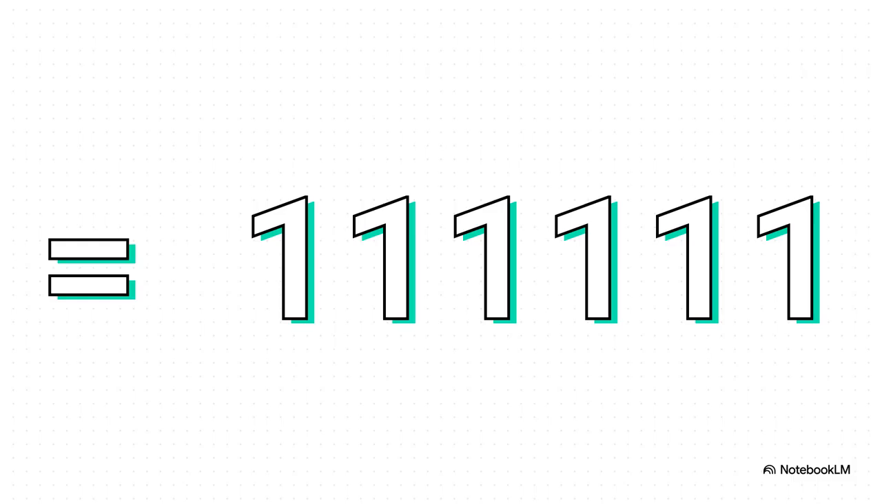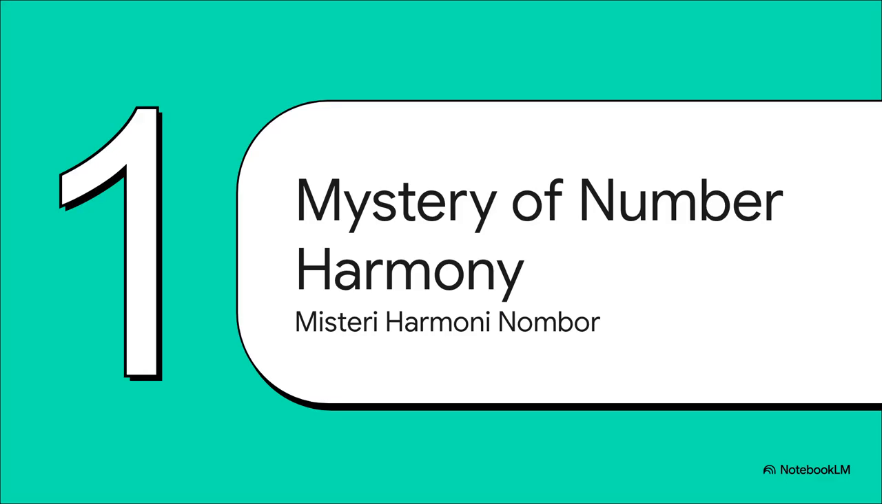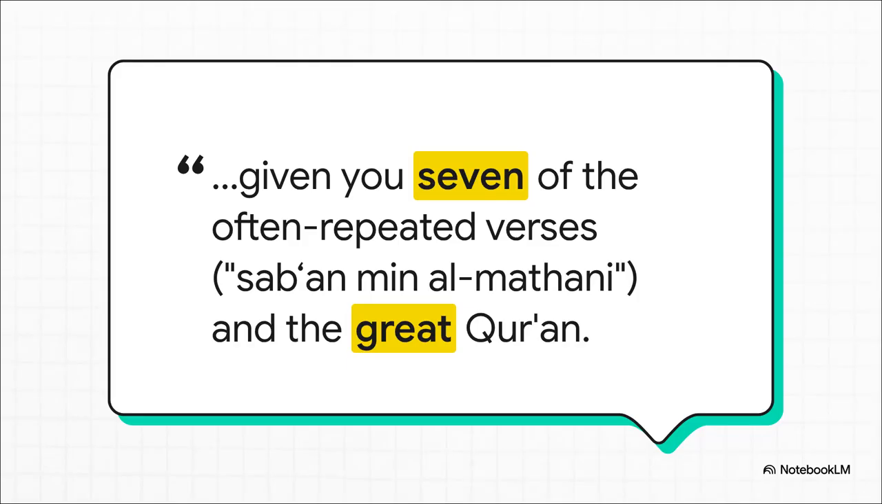This is a perfect example of what the project calls number harmony. So what is this number harmony thing, anyway? Well, it's the core idea that there are these elegant, often repeating mathematical relationships hiding in plain sight within the Quran's text and structure. But here's the key. This isn't just about math for math's sake. It's deeply, deeply rooted in theology. And that brings us to this key verse, QS 15, verse 87. It mentions 7 of the often repeated verses, or sab'an min al-mathani in Arabic. Now this phrase, it's like a clue. It points to both the number 7 and the idea of repetition. It's pretty much the theological spark that set this whole project in motion.